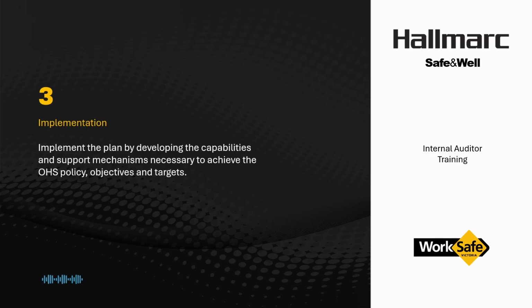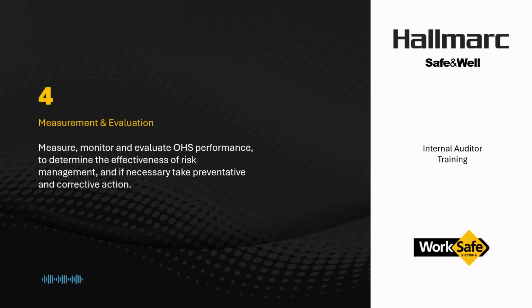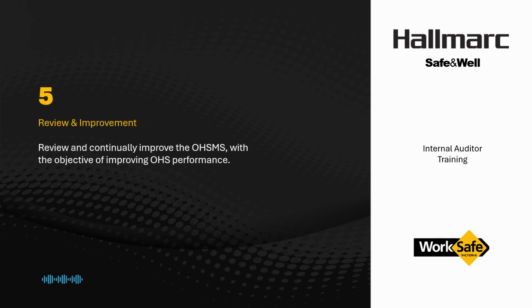3. Implementation. Implement the plan by developing the capabilities and support mechanisms necessary to achieve the OHS policy, objectives and targets. 4. Measurement and evaluation. Measure, monitor and evaluate OHS performance to determine the effectiveness of risk management, and if necessary take preventative and corrective action. 5. Review and improvement. Review and continually improve the OHSMS, with the objective of improving OHS performance.